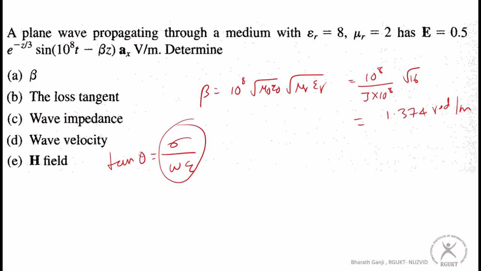Anyways, we'll talk about it afterwards, but tan theta is called sigma by omega epsilon. In fact, I calculated it. I think you get an answer of approximately 0.49, or around 0.5. So you can check it out.